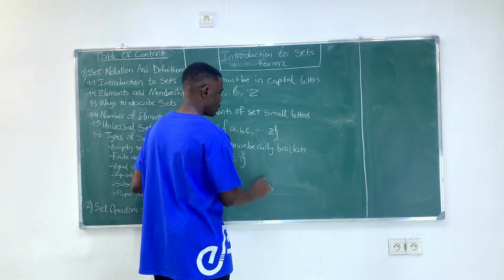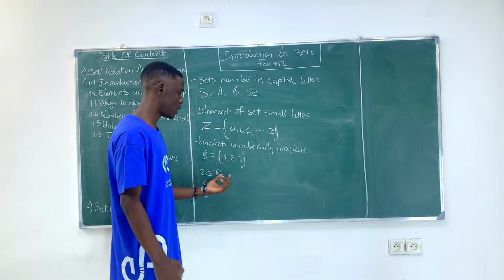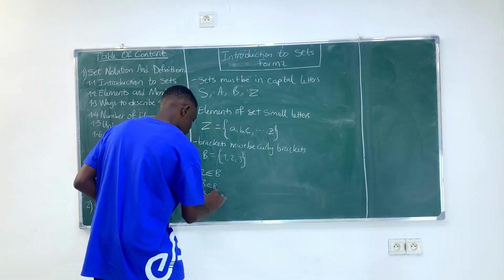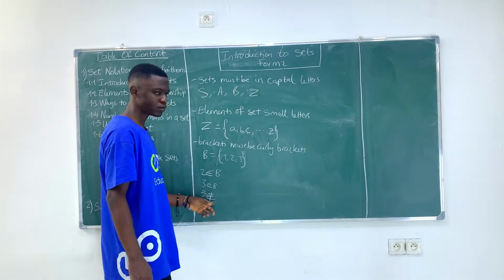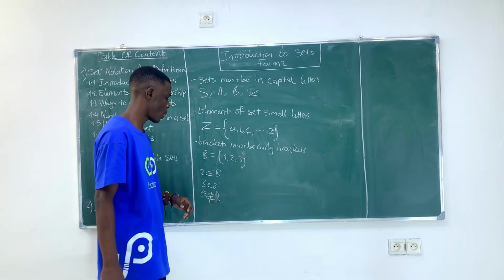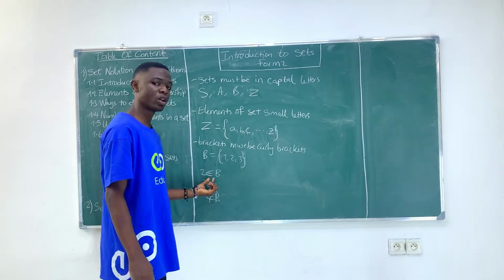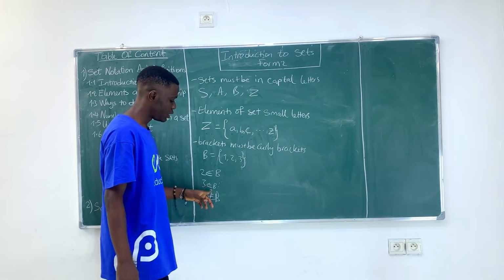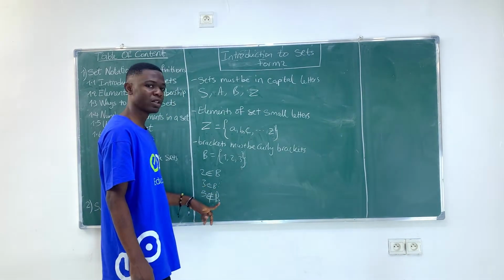I can also say, if I want to tell my friend that 5 is not inside the set, like here there's no 5, I'll say 5 is not an element of B. So when you pronounce this, we're going to say 2 is an element of B. 3 is an element of B. 5 is not an element of B.